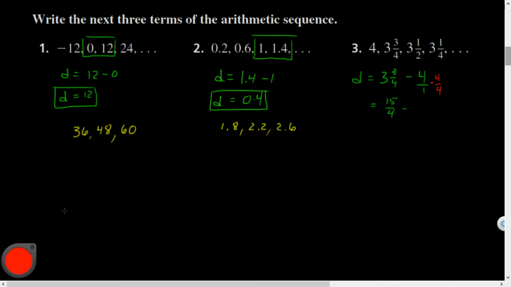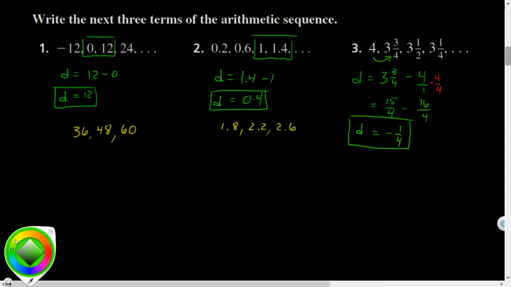So 4 times 4 is going to be 16. Okay, I've already got the minus sign there. So 16 and 4 times 4 is that. So 15 fourths minus 16 fourths will be negative 1/4. So that is the value of D. Now, in this case, like I said, I think it was easier to just recognize that. But the formula would have worked.